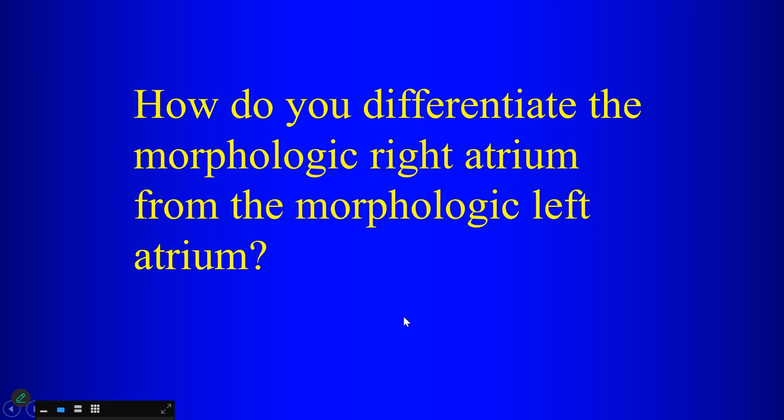Now, we've discussed this already. How do we differentiate the morphologic right atrium from the morphologic left atrium? The answer is the IVC. The IVC takes you to the morphologic right atrium. What about the morphology of the atria itself? What's different about the morphology of the right atrium versus the left atrium?